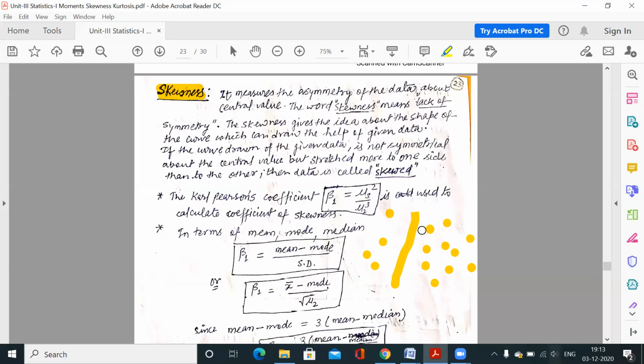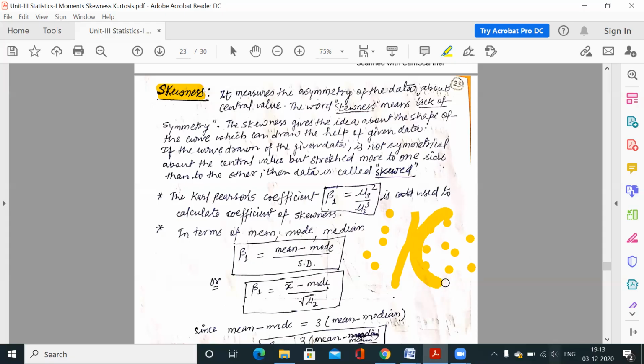Why is it not symmetrical? Because on both of these sides, left hand side and right hand side, we don't have an equal number of points. So we say this data distribution is not symmetrical. If data is not symmetrical, that means it is skewed data, meaning skewness is there. So the skewness is either positive or negative.